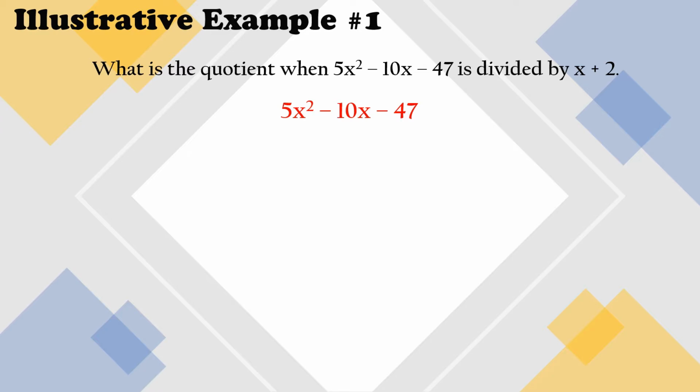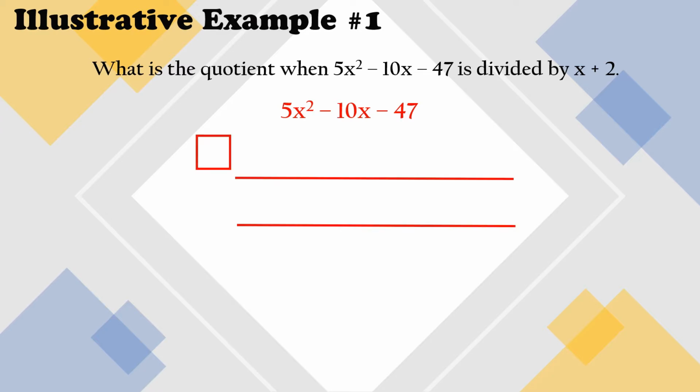After this, we're going to set up our synthetic division using 3 rows of numbers with a small box on the upper corner. On the first row, we write the numerical coefficients of our dividend. So we will have 5, negative 10, and negative 47.